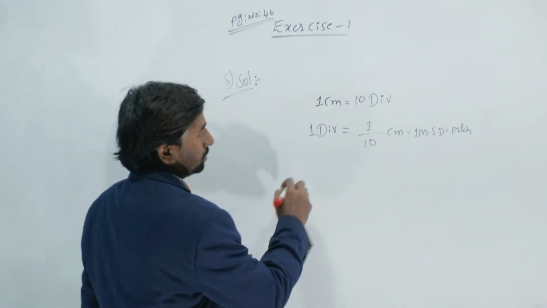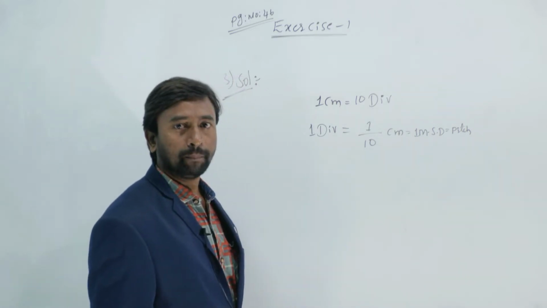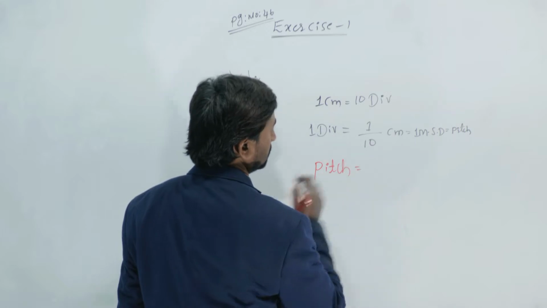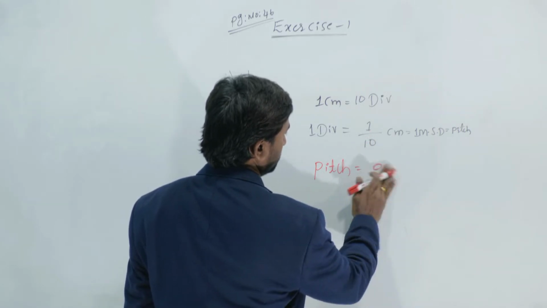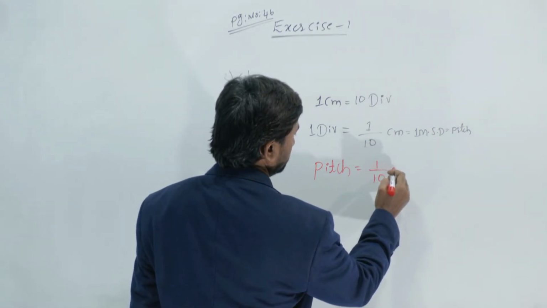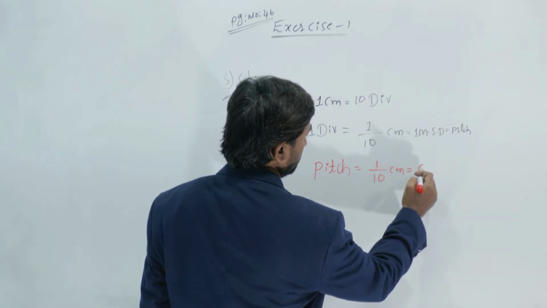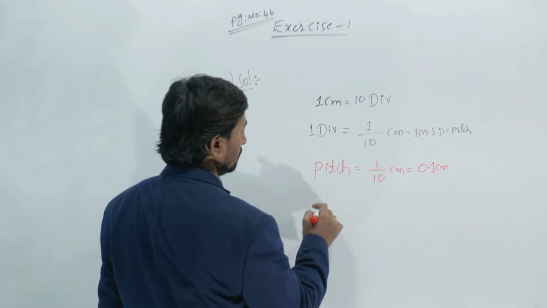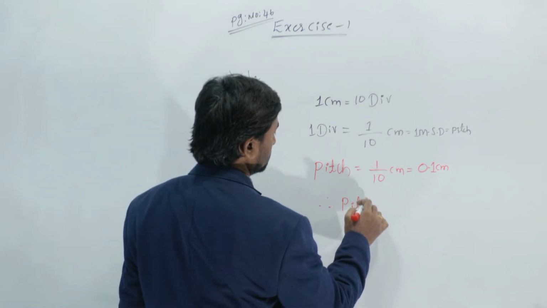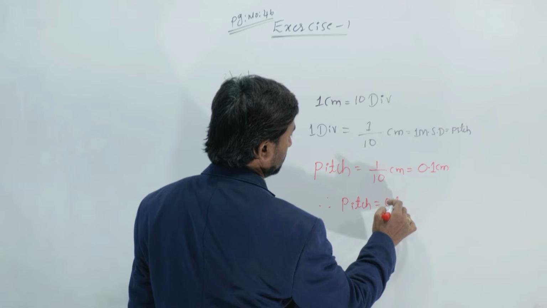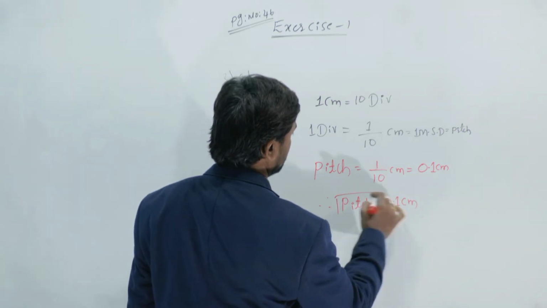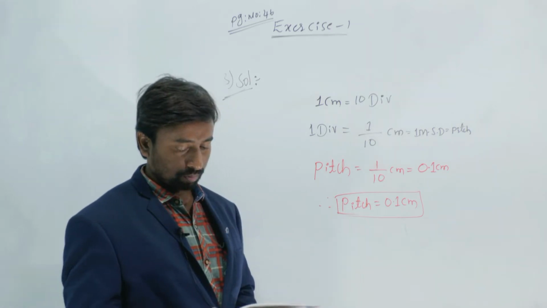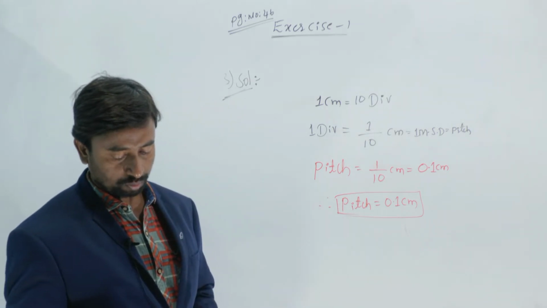So pitch is nothing but the value of one main scale division. So pitch is equal to 1/10 centimeter, which we can write as 0.1 centimeter. Therefore, the pitch of the vernier calipers is 0.1 centimeter. Here the options given for the third question are: 1 centimeter, 0.1 centimeter, 10 mm, 0.1 mm.